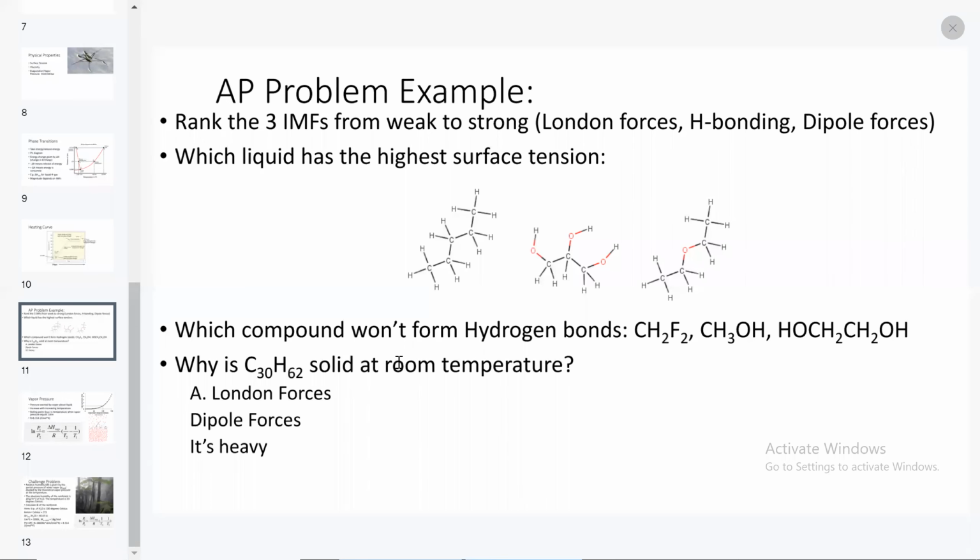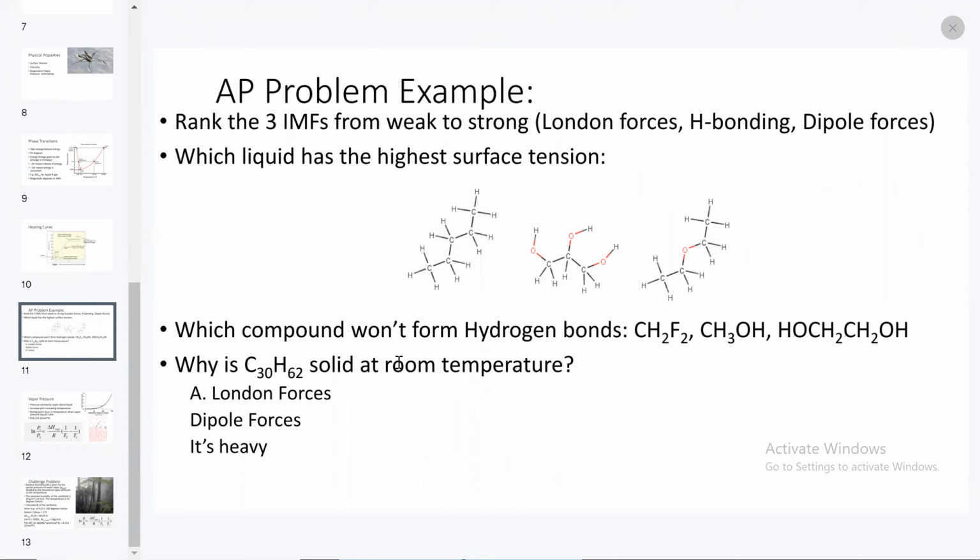I want you to rank the 3 IMFs from weak to strong. Great. So London forces are the weakest in general. So this is all generally speaking. If you have a big enough molecule, your London forces will be very strong, but doesn't matter. And then followed by dipole, then hydrogen bonding is the strongest. So in general, that's a good rule of thumb.